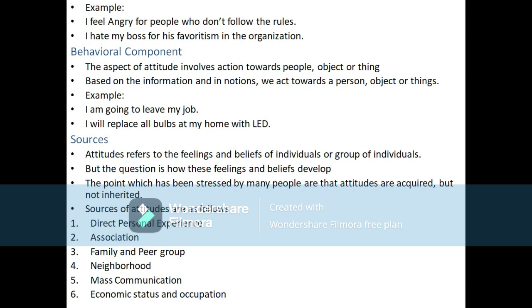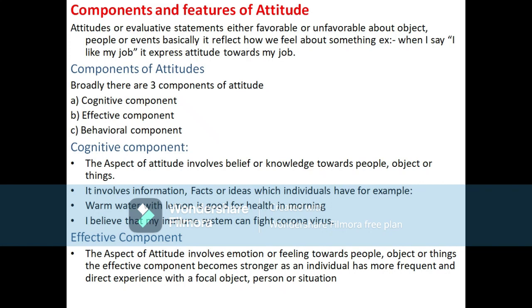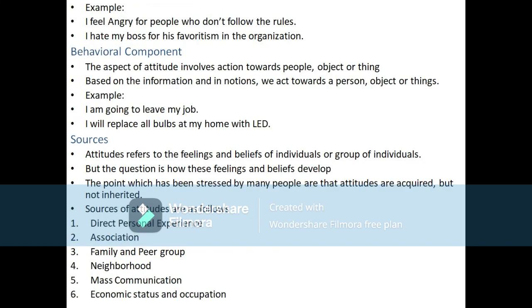So this depends upon both the cognitive and affective components. The cognitive component and affective component give rise to the behavioral component. How we behave, in the sense of action. Finally, for example, if I hate my boss for his favoritism in the organization, the behavioral component means I am taking action that I am going to leave my job.